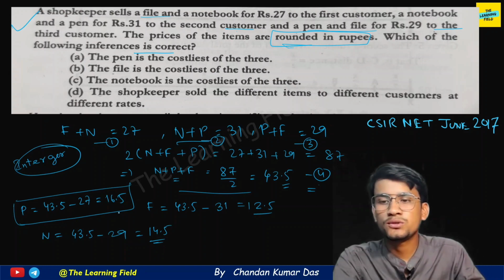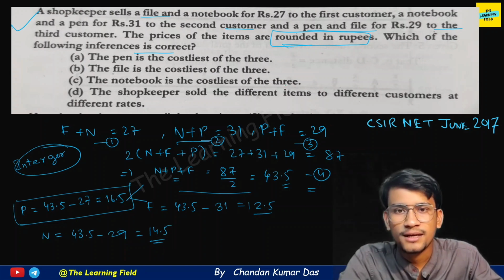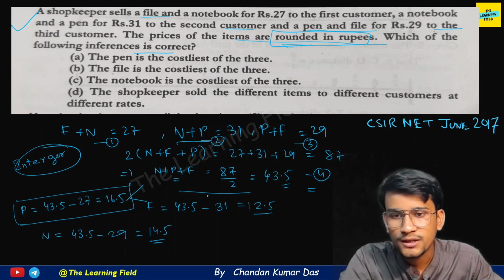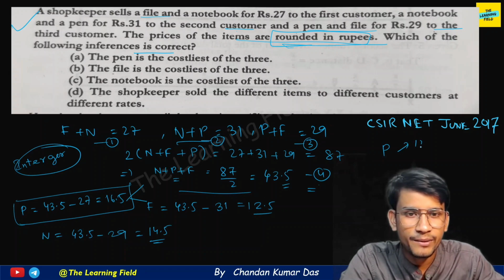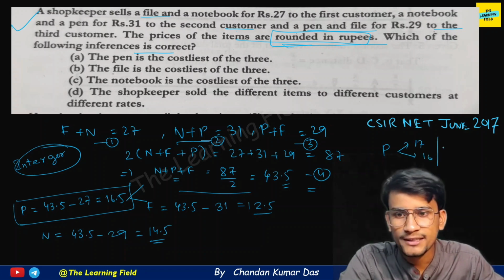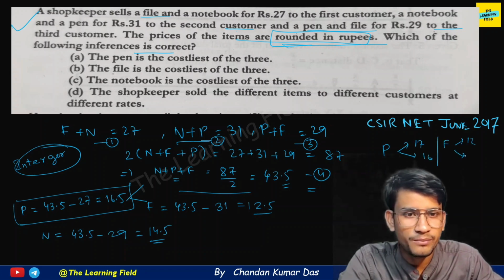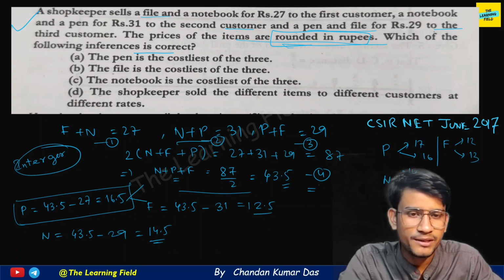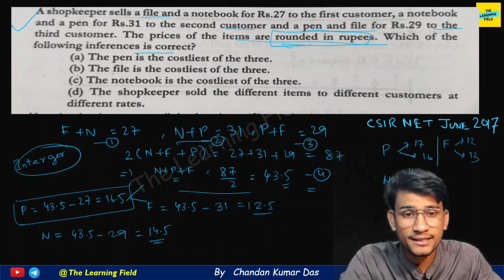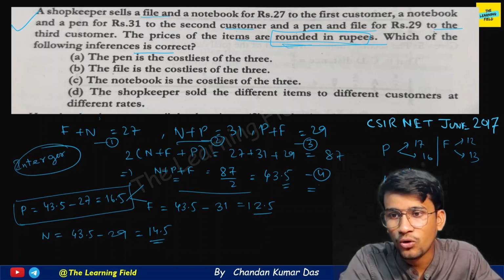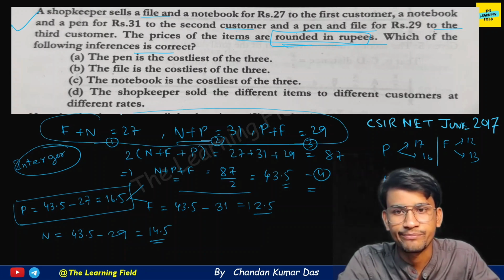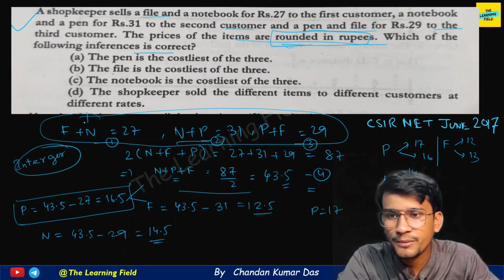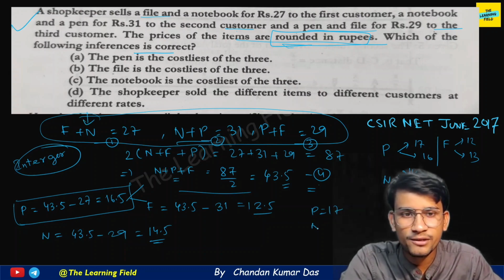Okay. So here the line says that the prices of items are rounded off in rupees, therefore the price of the pen may be 17 or maybe 16, the price of the file may be 12 or maybe 13, or the price of the notebook may be 14 or maybe 16. Now we have to take these prices in such a way that these three inequalities are satisfied. So if we take p equal to 17, then what is the value of n? Then the value of n equal to 10.